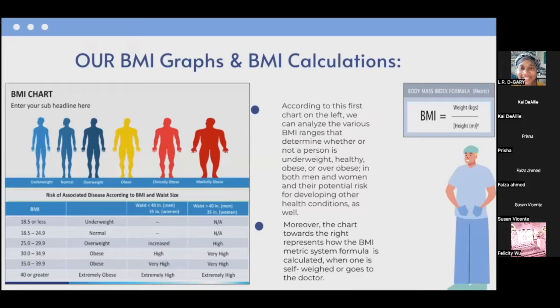On this slide, we're directing you to the BMI chart. On the slide on the left, it shows you what your rating is to be underweight, normal, overweight, obese, clinically obese, and morbidly obese. And then how those different BMIs raise your chances of actually incurring a disease. The other picture on the right tells you how the BMI is actually calculated. What you would do is just take your weight, convert it to kilograms, and then divide it by your height once converted to meters. And that'll give you what your BMI actually is.